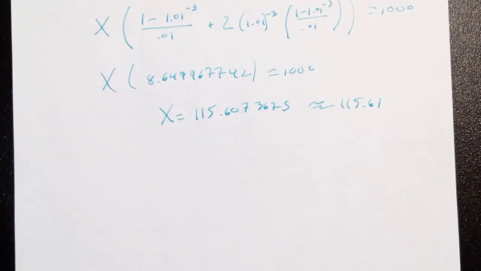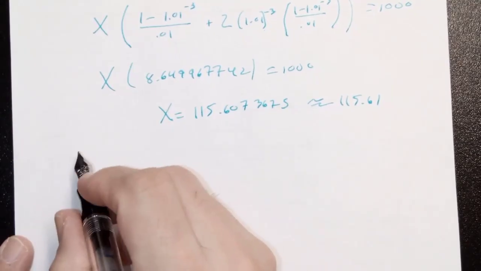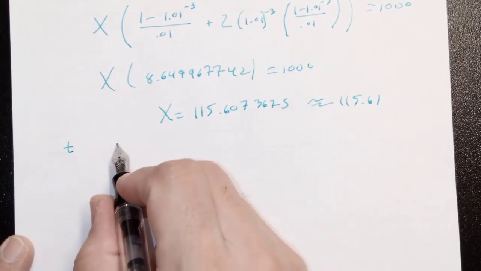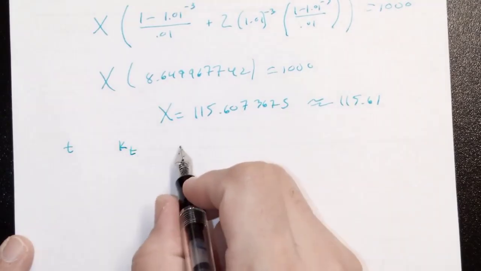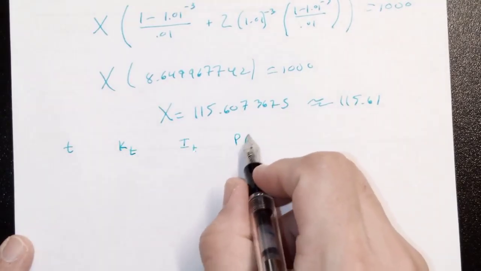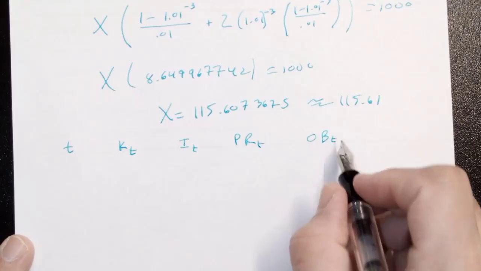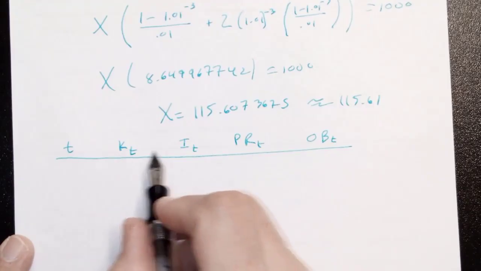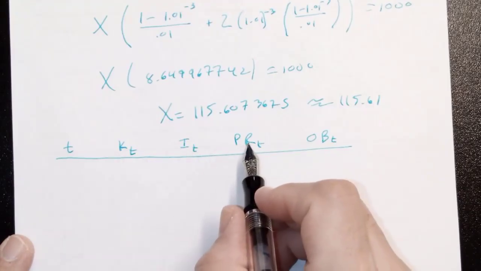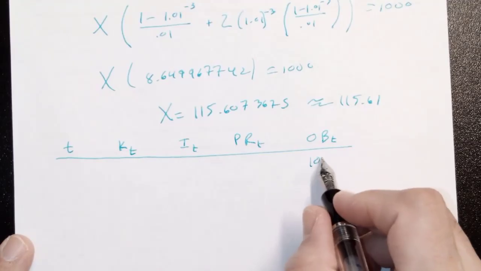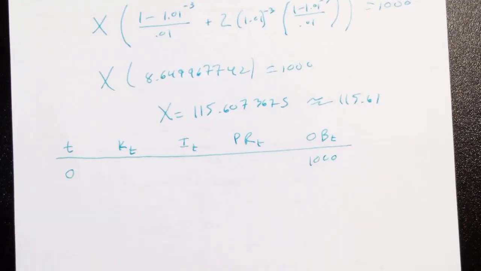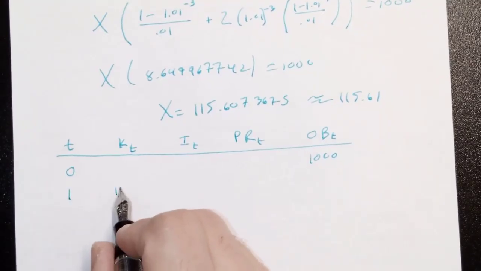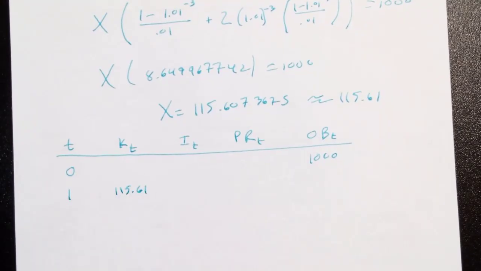Ready for a schedule? What time is it? Payment, interest, principal repaid, outstanding balance. I start with an outstanding balance of $1,000. My first payment is $115.61.